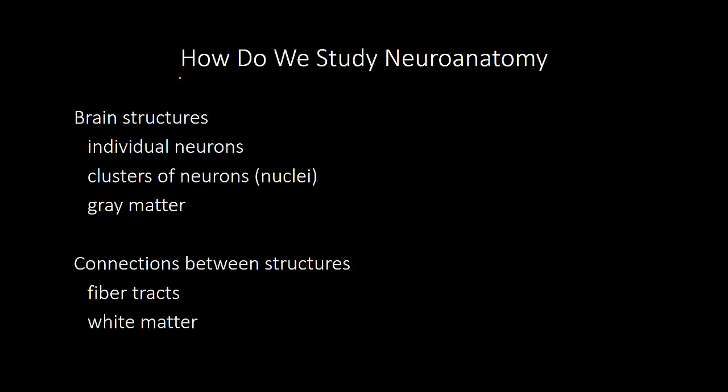Well, we break things up. We can study brain structures themselves. We can study individual neurons. We can study clusters of neurons in the central nervous system. Those are called nuclei. Don't confuse it with a nucleus of a cell, though. It's different than that. Together, these make up the gray matter.